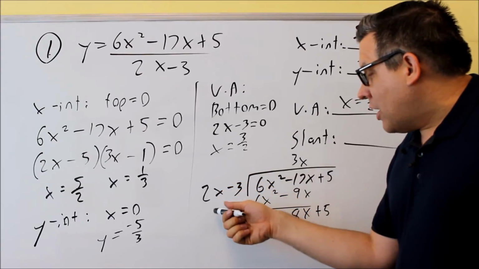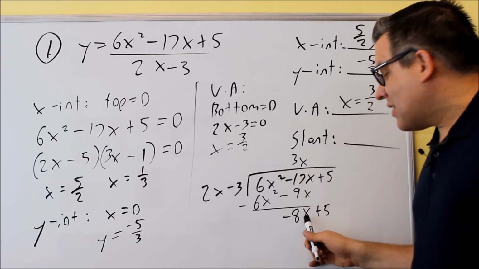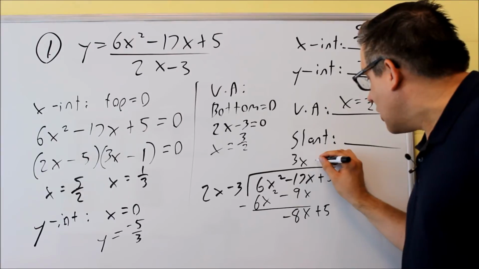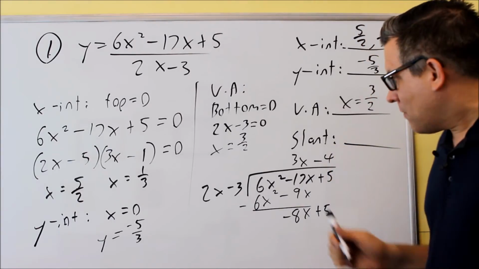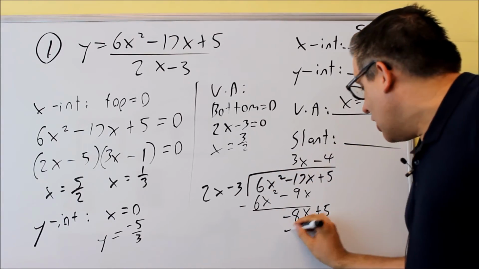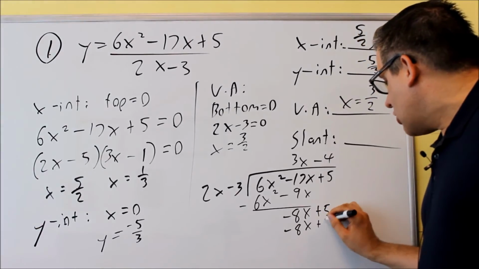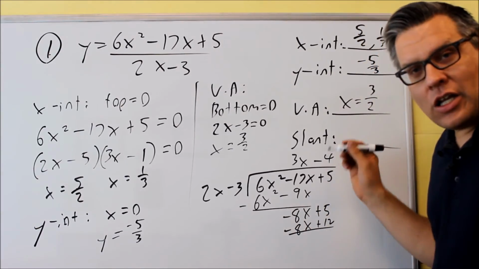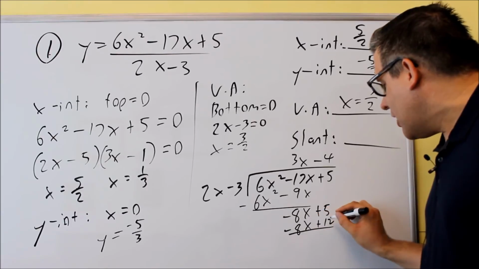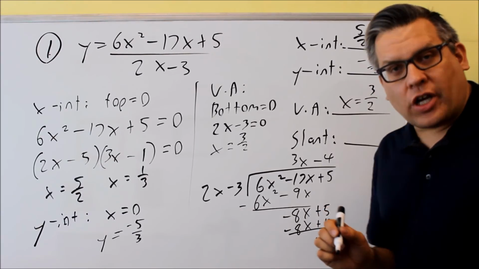So we want to do 2x. What do we have to multiply 2x by to get negative 8x? It's going to be minus 4. And you multiply that, and you get negative 8x plus 12. And if you subtract that, 5 minus 12, you get remainder negative 7.